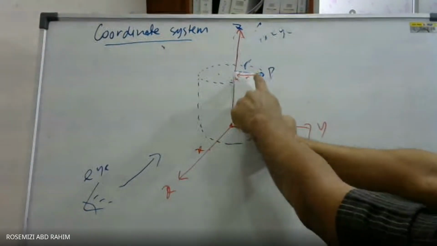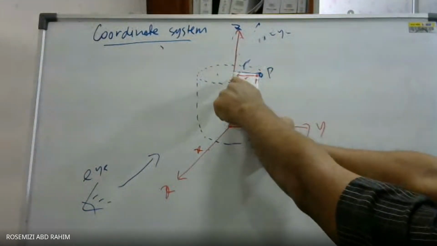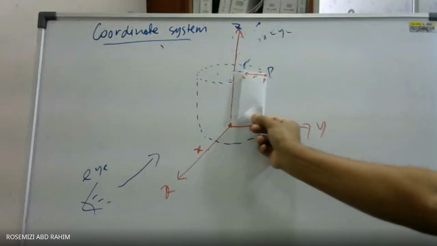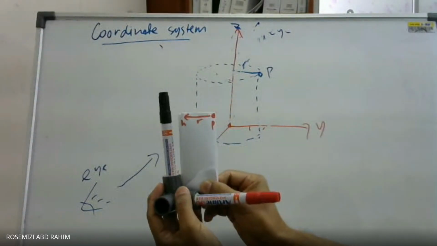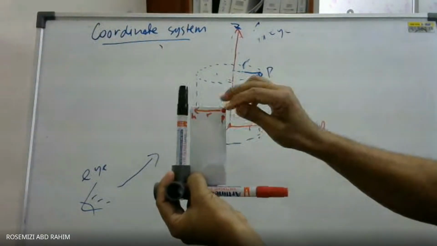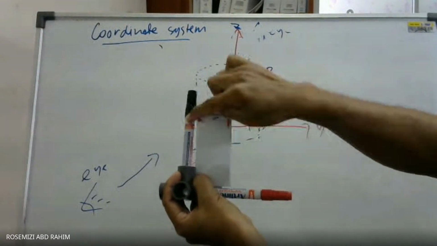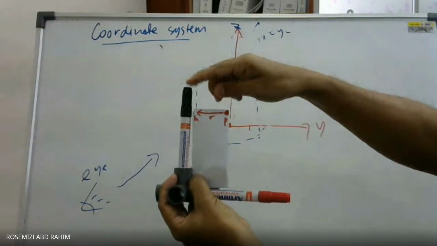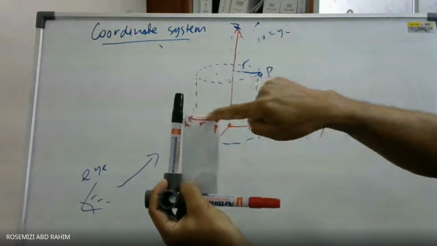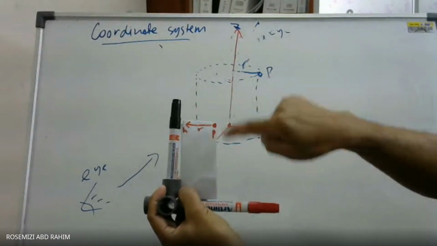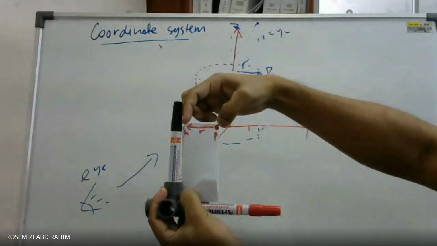The distance of point P and the Z axis is R. Like this. This is our point P and R. This is H. This is our Z, called the Z axis. So this is point P. It looks like a rectangle. This is point P.